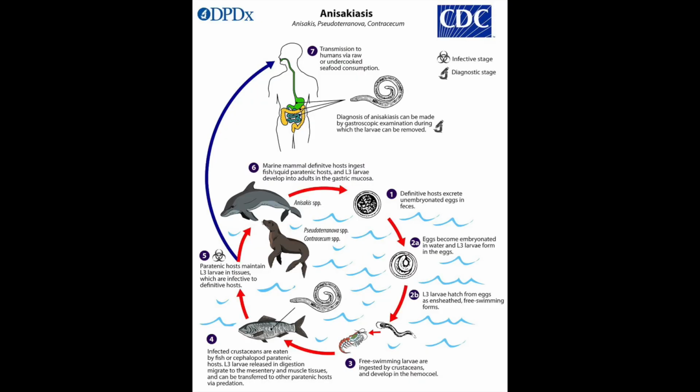Because this is caused by a roundworm, which are scientifically known as nematodes, they are actually an animal, and we know that all animals have eukaryotic cells. So this Anisakis pathogen has eukaryotic cells, meaning they would have a nucleus.